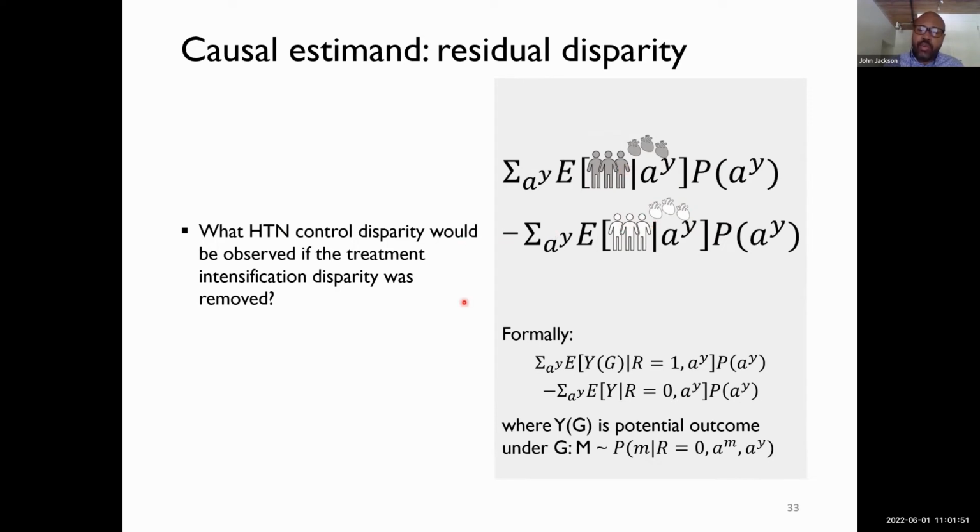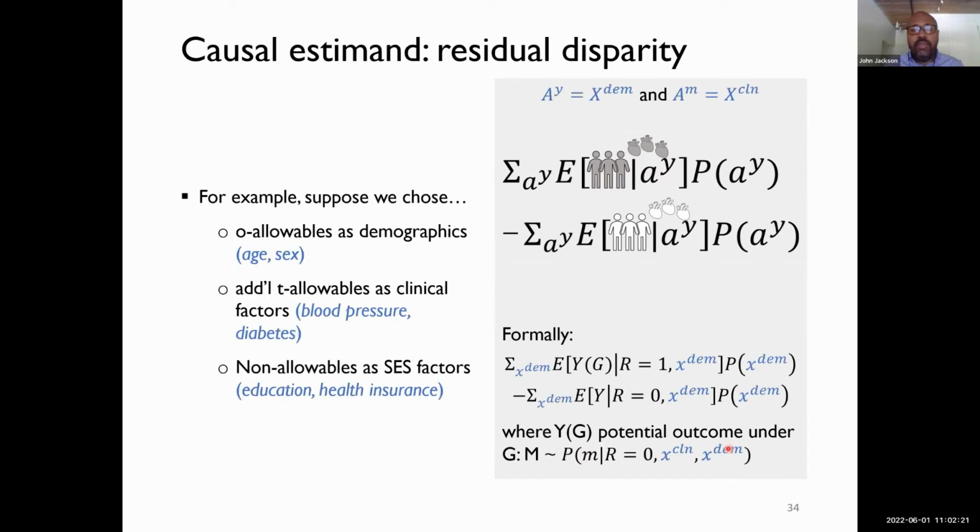And for those of you who are thinking about the formality of it, we're going to think of it as a stochastic intervention that really assigns the distribution of treatment intensification that's found among whites, uses that distribution to set the distribution for Blacks for those who have the same values of age and sex and clinical factors. So just to remove disparities in treatment intensification. So if we were to write this out, A-Y would just be demographics, and then the intervention would depend on demographics and clinical factors.